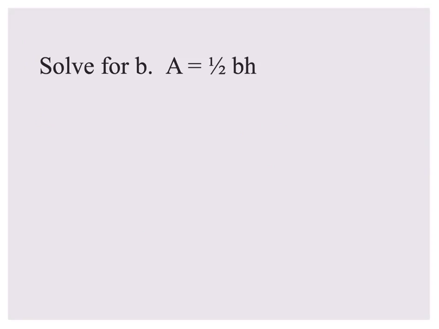Let us look at this equation. This is the formula for the area of a triangle. We are going to solve for b. That means that we want to get b by itself. We see that we have 1/2 times b times h. When you have a fraction and you need to move it to the other side, what we want you to do is multiply by the reciprocal of that fraction. The reciprocal of 1/2 is 2.